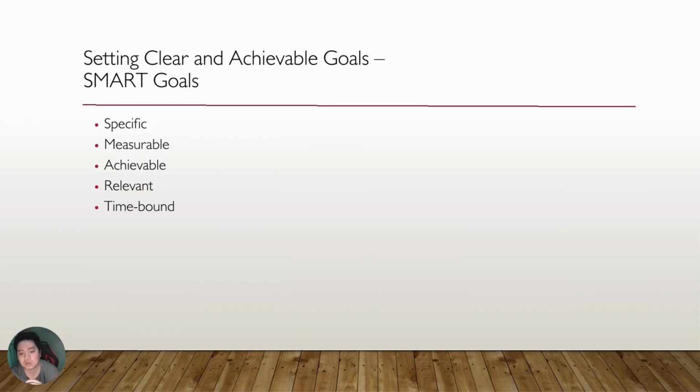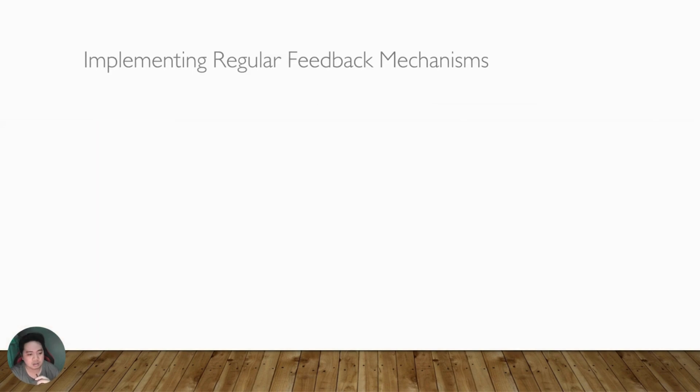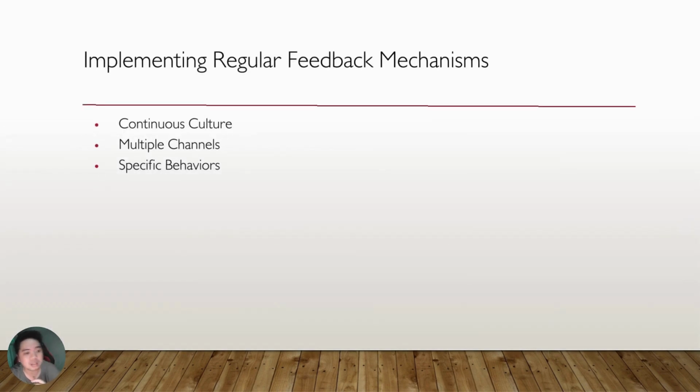One also of elevating performance is implementing regular feedback mechanisms by means of continuous culture, multiple channels, and specific behaviors. When you say continuous culture, it is establishing a culture of regular, timely, and constructive feedback. Multiple channels utilizes one-on-one or team discussions or any reviews that can give feedback. And lastly, specific behaviors: it focuses on the specific behaviors and outcomes, and we need to avoid generalizations.